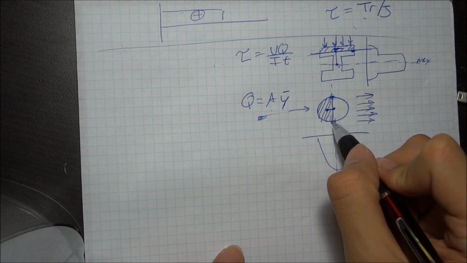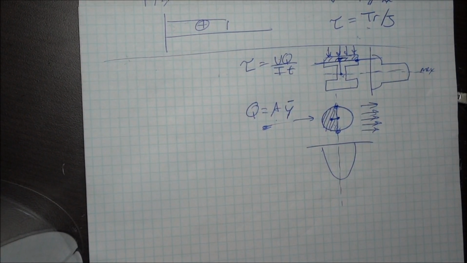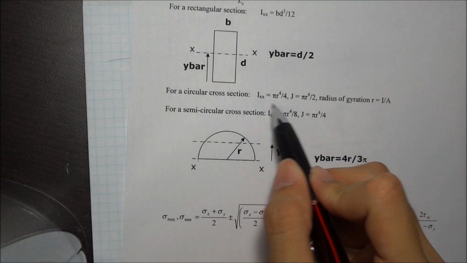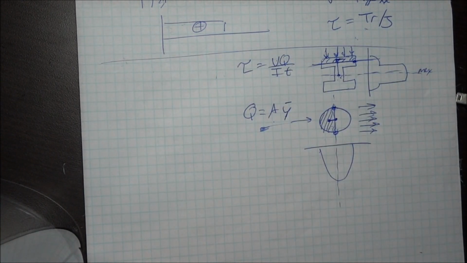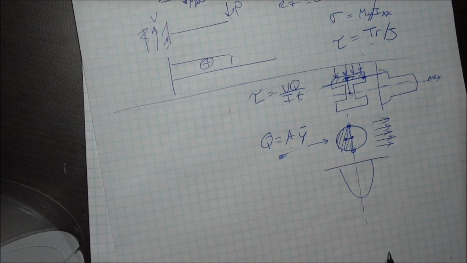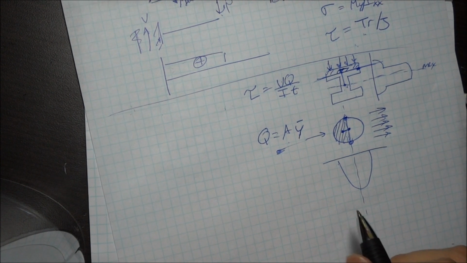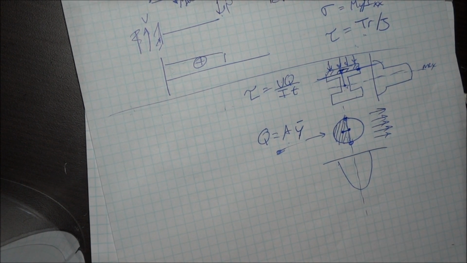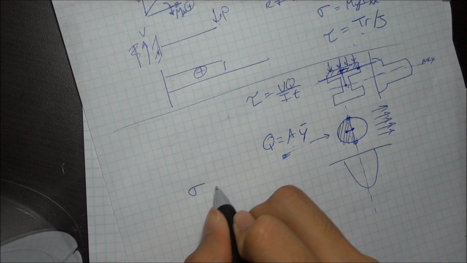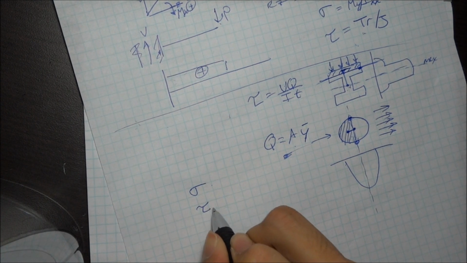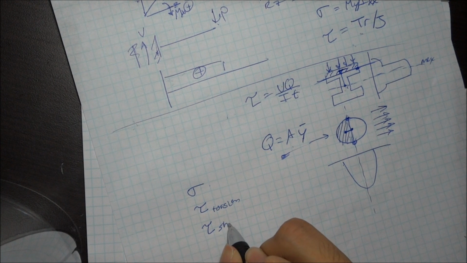The diameter will be your t. I is in the formula sheet as well, so you just need to use this equation for I. Once you do all that, I believe you should be set. Remember that you need to find bending stress, shear stress, and torsion stress separately. So you're going to find sigma, you're going to find tau torsion, you're going to find tau shear.